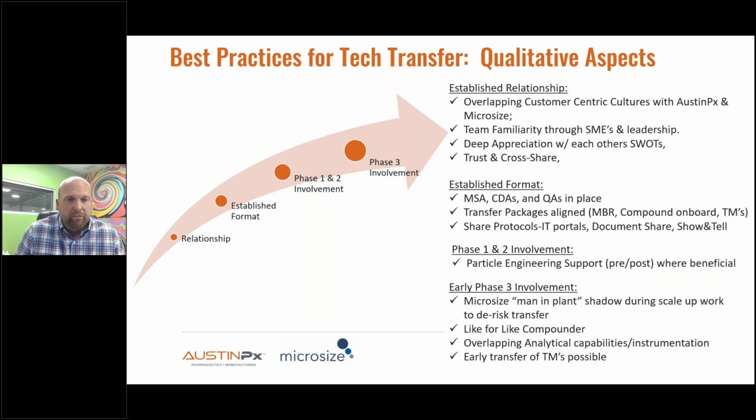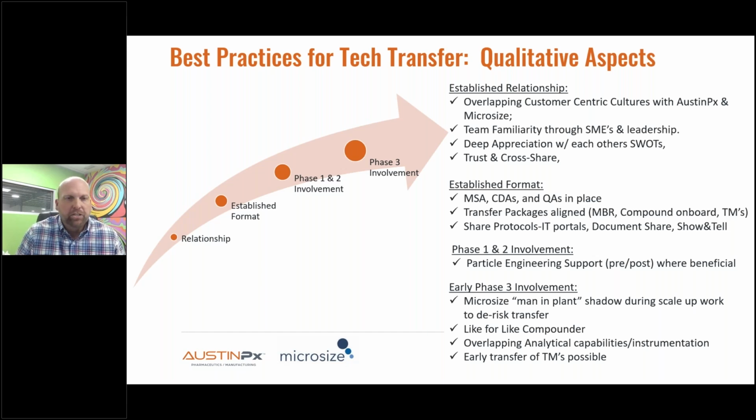So both companies understand from a leadership perspective, from analytical and benchtop and process engineering, all the contacts know each other, deep appreciation of each other's strengths and weaknesses, and that allows already cross-sharing to occur and recommendation of what optimization to pursue and how each other's facilities can help. There is an established plan for MSAs, and quality agreements are in place, and CDAs. All of that is already onboarded to benefit the client and reduce the overall burden of scale up.